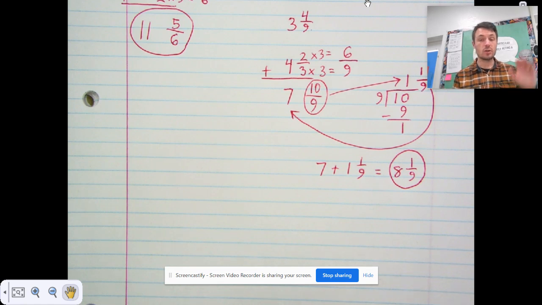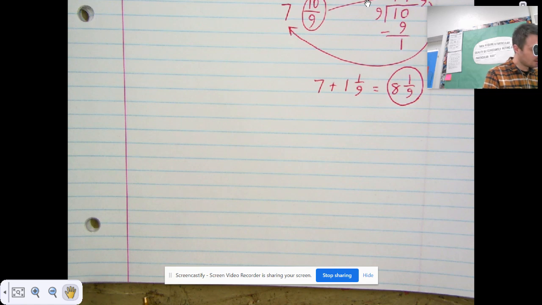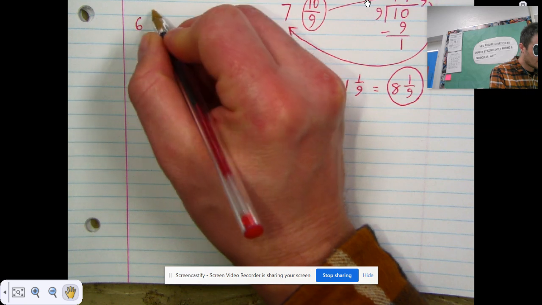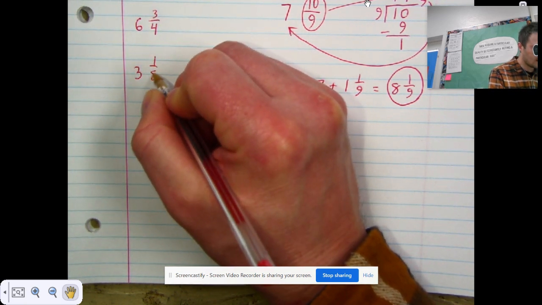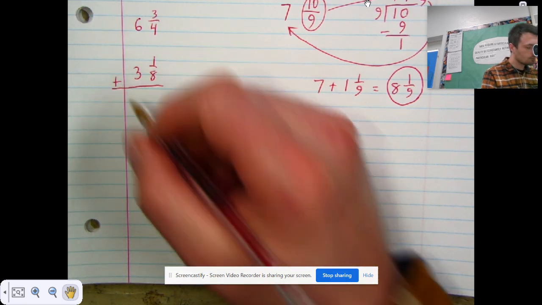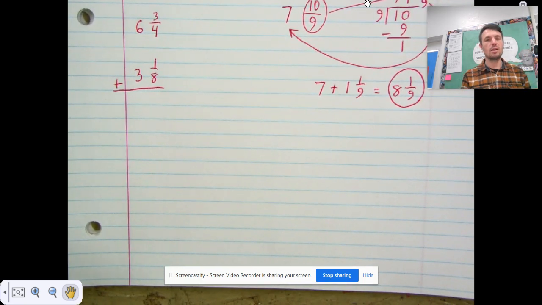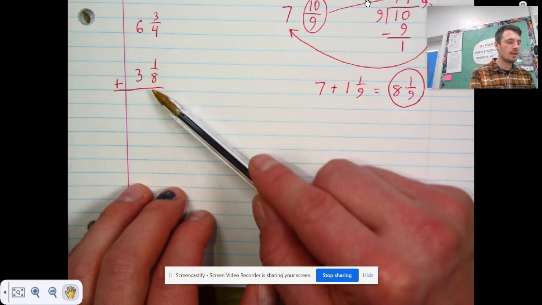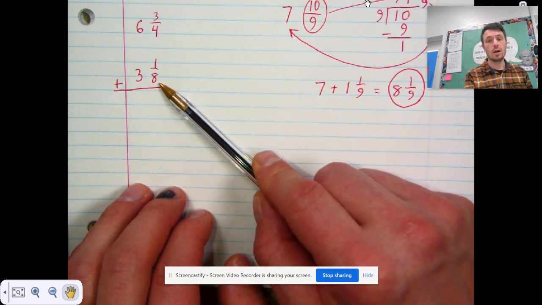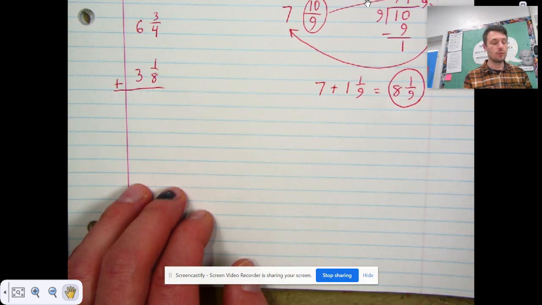These are pretty hard, so I'm going to do a few more examples with you. Let's see. Let's do 6 3/4 plus 3 1/8. Okay. Now, the first thing I have to do is make common denominators. I can't add 6 3/4 to 3 1/8 because 4 and 8 don't have common denominators. 3/4 and 1/8 are not like fractions.